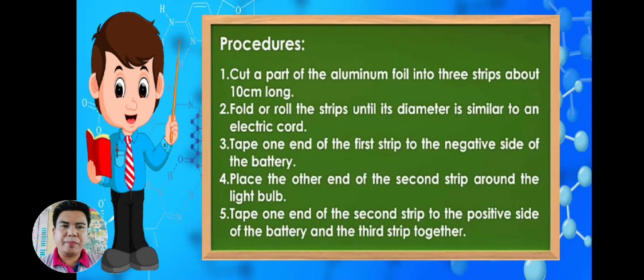Step number 2. Fold or roll the strips until its diameter is similar to an electric cord. Afterwards, tape one end of the first strip to the negative side of the battery. Number 4, place the other end of the second strip around the light bulb. Number 5, tape one end of the second strip to the positive side of the battery and third strip together.